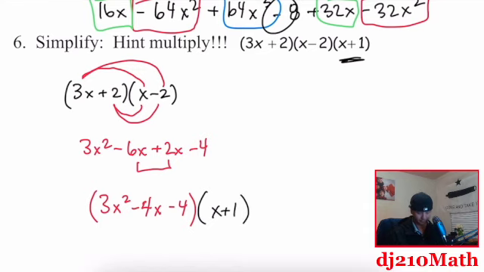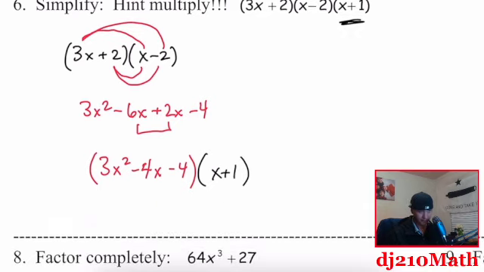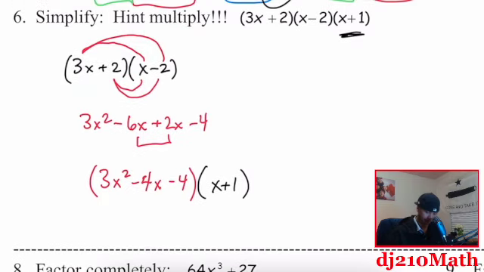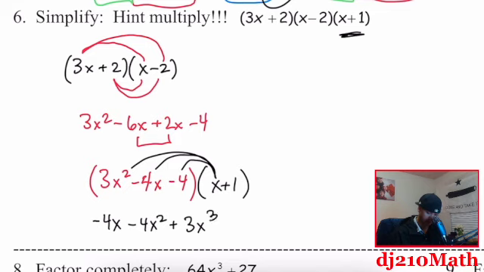So this is going to be x times everything. So negative 4x, negative 4x squared, plus 3x cubed. And this is nice because it's 1 times everything.